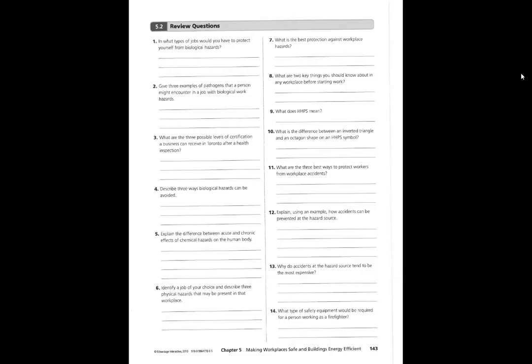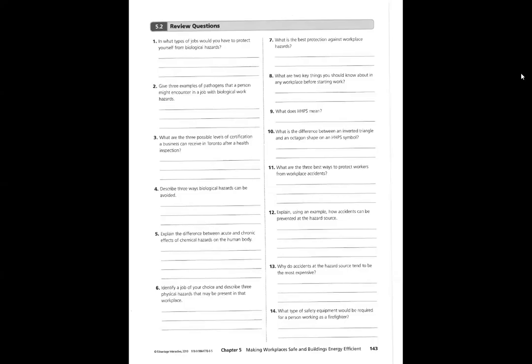Question 1 says, in what types of jobs would you have to protect yourself from biological hazards? Okay, there's specific jobs that have biological hazards. So we want to know what those types of jobs are. It's worth 1 mark, but I would list a couple just to get full marks. Okay, the next question jumps down to question 4. It says, describe 3 ways biological hazards can be avoided. That's question 4, and it's 3 marks.